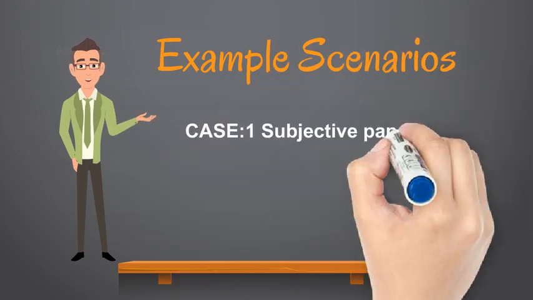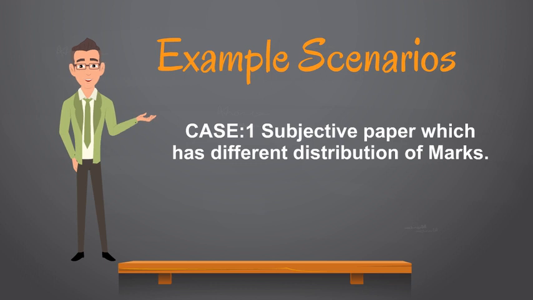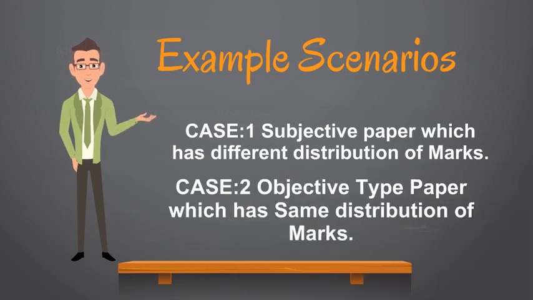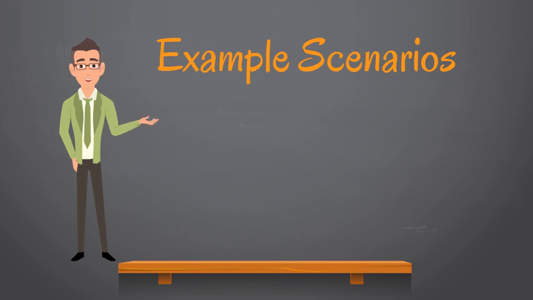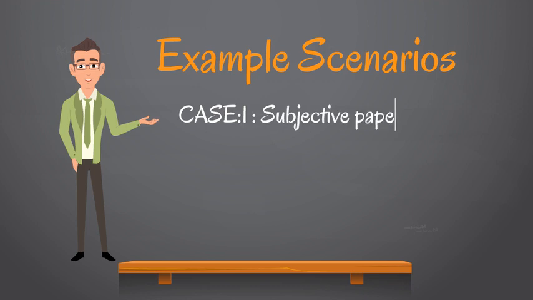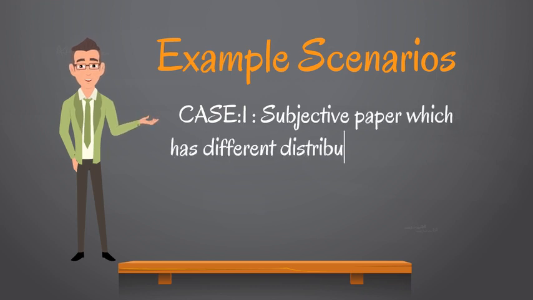Case 1. Subjective paper which has multiple distribution of marks. Case 2. Objective type paper which has similar distribution of marks. Let me help you with a sample strategy for each of these cases and later you can create your own. Please note, these strategies are for your reference only and to explain the topic better. Since every individual has a different way of learning and different preferences, they should create their own strategy to attempt the paper.